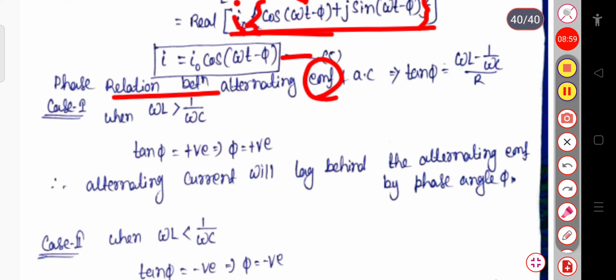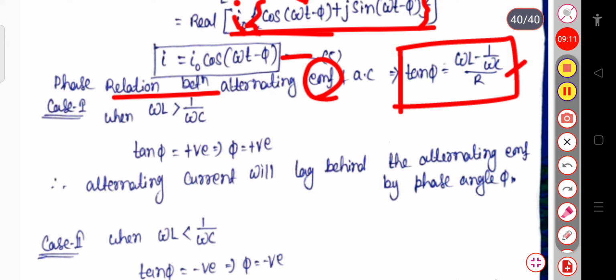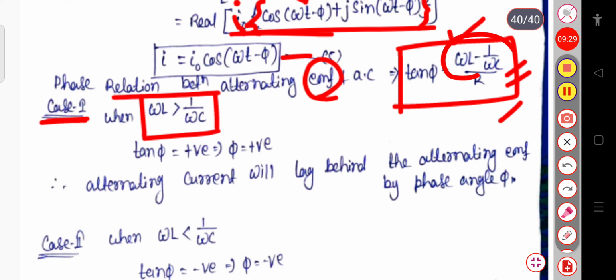Just look at this expression, tan phi equals (omega L minus 1 by omega C) divided by R. In one case, omega L may be greater than 1 by omega C, or omega L may be less than 1 by omega C, or omega L may be equal to 1 by omega C. For the first case, suppose omega L is greater than 1 by omega C. Then omega L is the larger one, so this total value will be positive. Hence tan phi will be positive, or simply phi is positive.